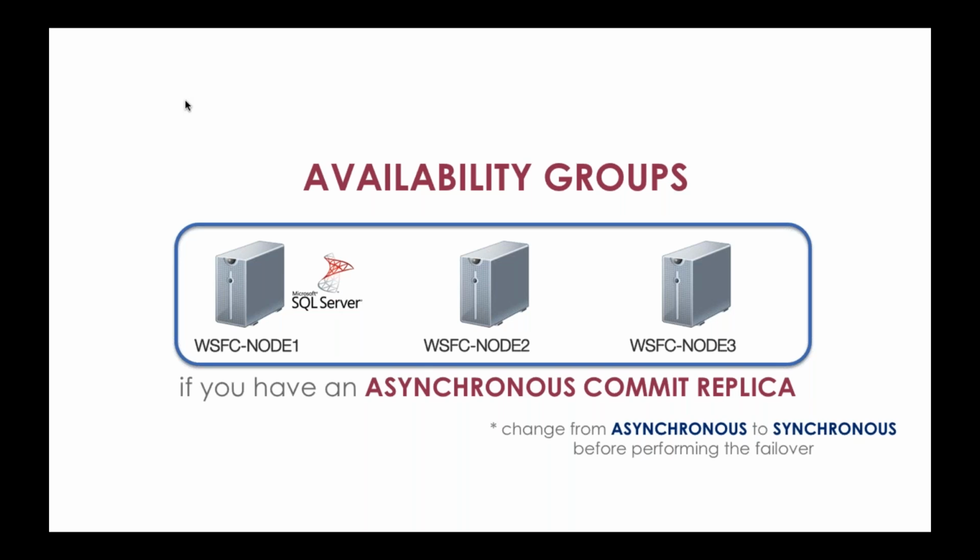Before you do the failover, you have to change from asynchronous to synchronous. That way you don't incur data loss, because when you're in an asynchronous commit replica and you do a failover, the only valid failover process is when you specify, I forgot the keyword, allow data loss, which means you're telling SQL Server that you're fine with the data loss. And in this case, you're simply upgrading. So I don't really want data loss at this point, but again, you have to change from asynchronous to synchronous for that particular replica before you perform the upgrade.